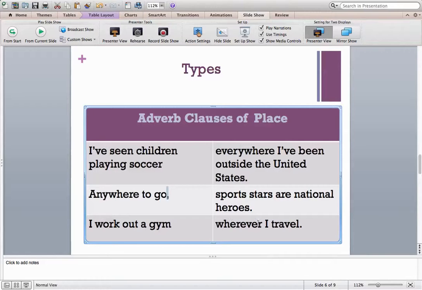I work out at a gym wherever I travel. There the subordinator is in the middle and there's no comma.